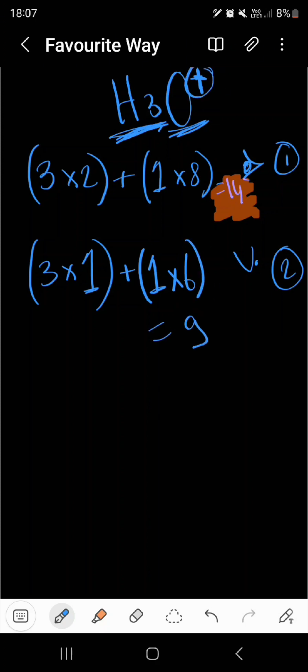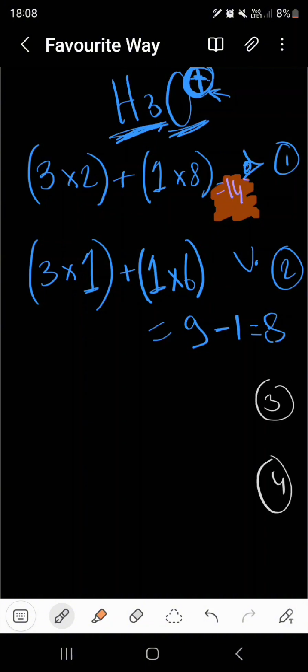Now because we have 1 plus here, we are going to subtract 1 from here, and then you'll have 8. So if it is plus in the molecule, you have to subtract 1. If it is minus in the molecule, you need to add 1, or add the number which is in there. Now the third and the fourth steps, bonds and non-participant: we are going to subtract 14 minus 8, and then 8 from 6 we'll have 2.